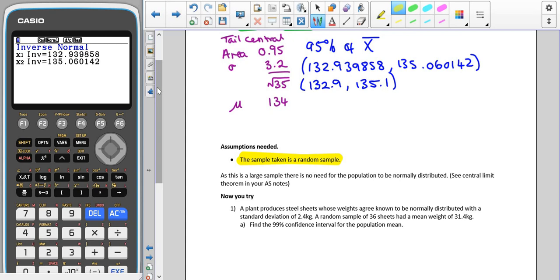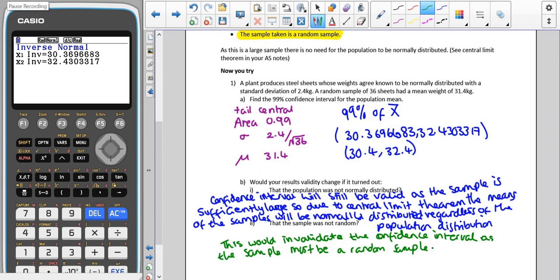So as this is a large sample, there is no need for the population to be normally distributed. And again, we talked about this in central limit theorem in our AS notes. So if you're unsure on why it doesn't have to be normally distributed, have a look back there and hopefully that makes some sense. So I'd now like you to pause the video and give the Now You Try questions a try.